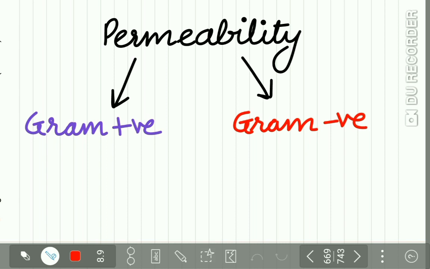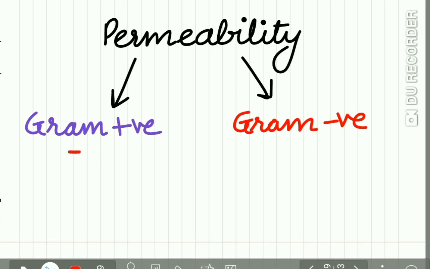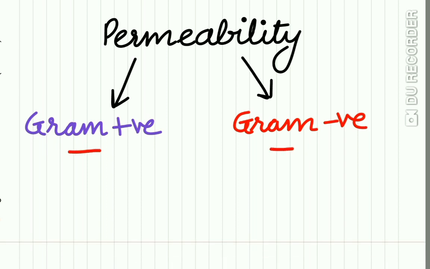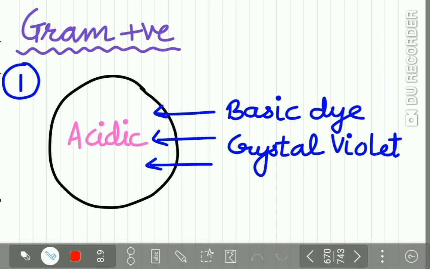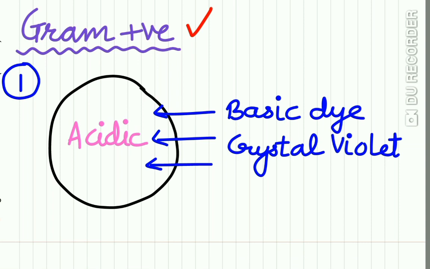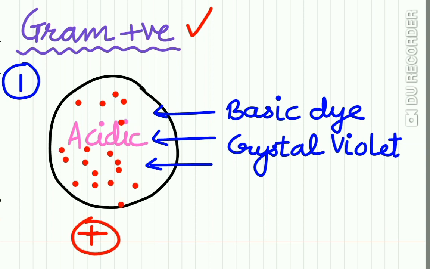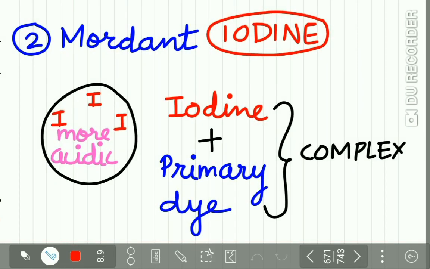Now, talking about the permeability, it is different in gram positive organisms than in gram negative organisms. How? Let us see. The gram positive organisms have a more acidic protoplasm. So if this is a gram positive organism, the protoplasm of this organism is more acidic. So the primary dye, crystal violet, which is a basic dye, is strongly taken up by this acidic protoplasm.